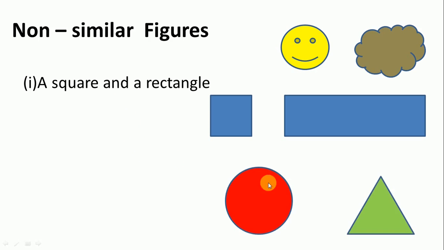Next example, a circle and a triangle. In this, the size of the figure is different and the shape of the figure is also different. So this is the second example of non-similar figures, a circle and a triangle. So this is the question number 2.